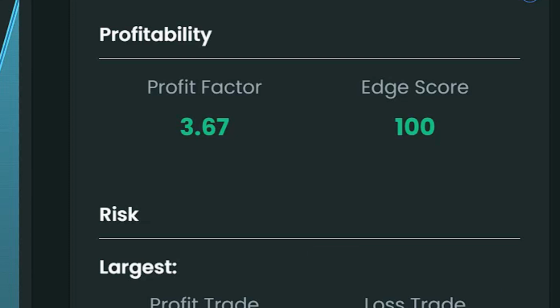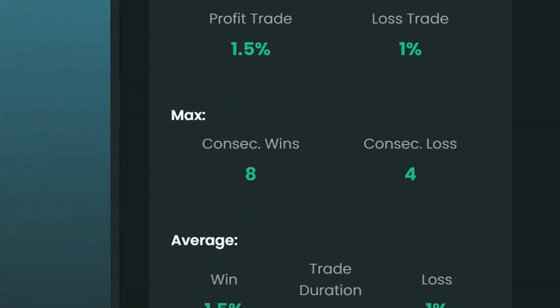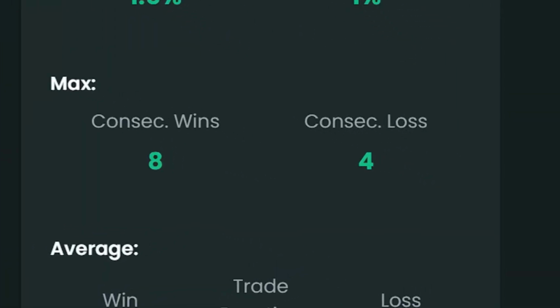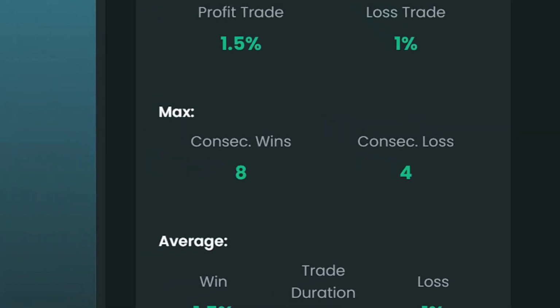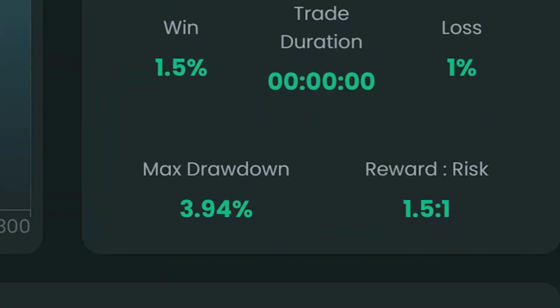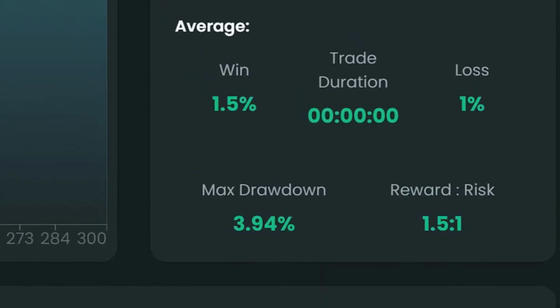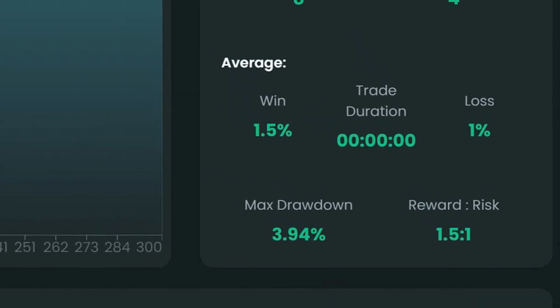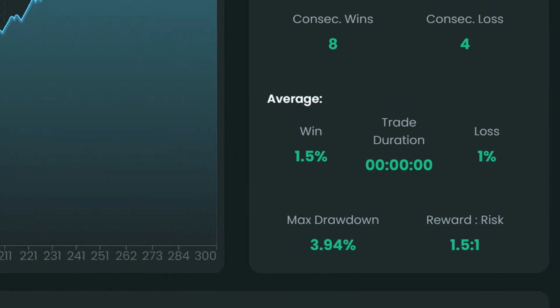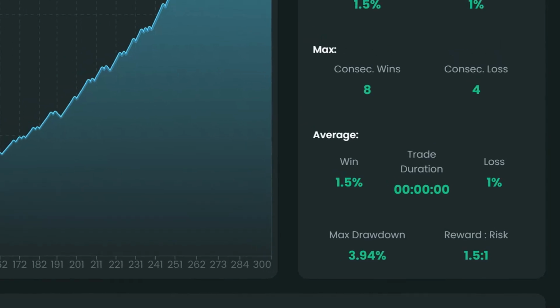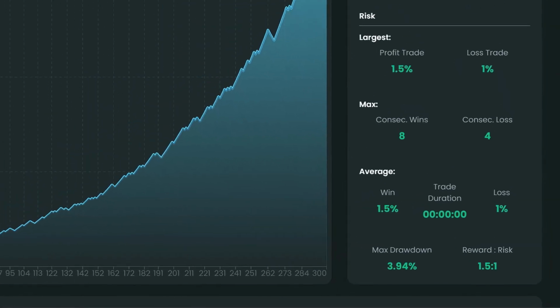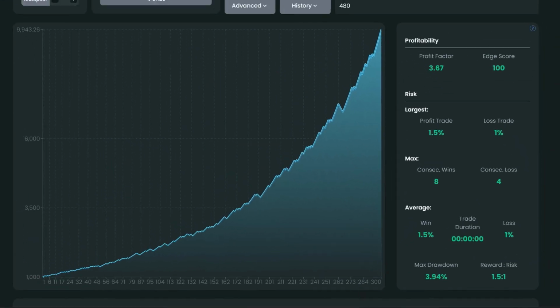During the backtest, we even experienced an impressive streak of 8 consecutive winning trades. Of course, we had a few setbacks along the way with 4 consecutive losses, but even with those dips, we still managed to maintain an overall max drawdown of 3.94%. These results are encouraging, but it's important to remember that past performance is not indicative of future results. Market conditions can change rapidly, and what worked in the past may not work in the future. It's crucial to always use risk management techniques, such as stop loss orders, and to adapt your strategy as needed.